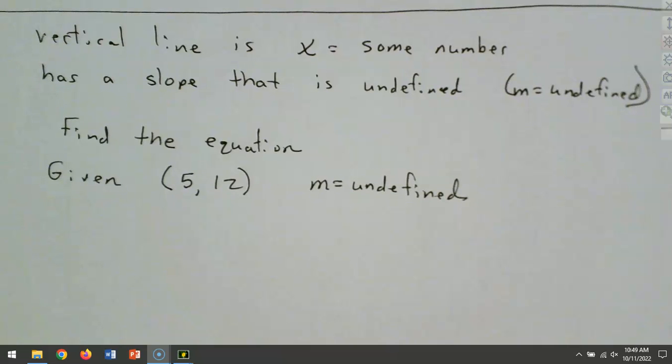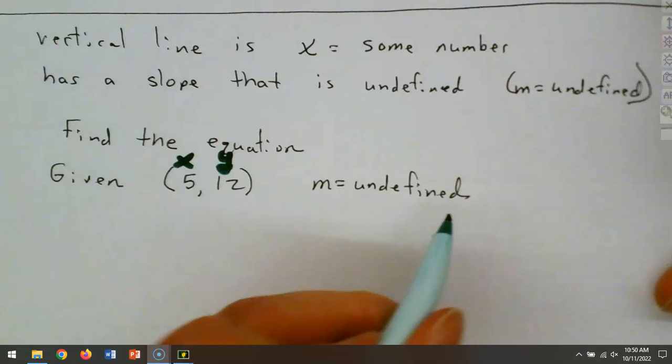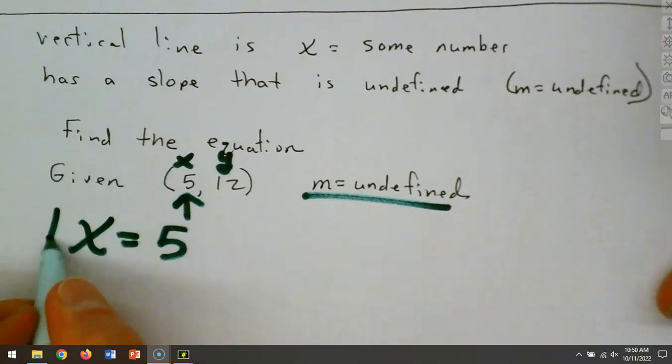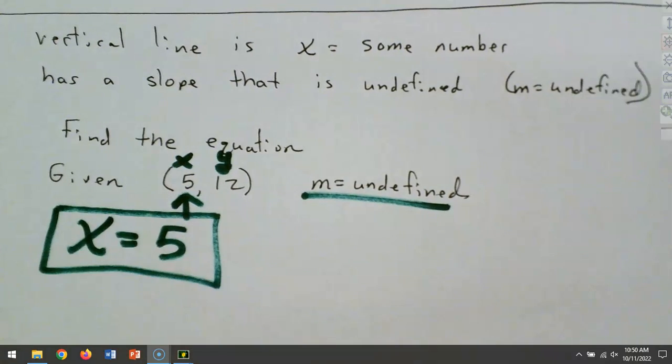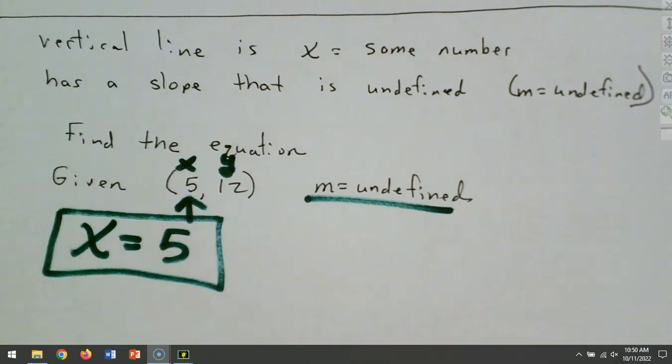So we need to remember our definition. Our definition says if our slope is undefined, that means it's an x line. So what is the x component of your ordered pair? Remember, this is your x, and this is your y value. So this is undefined, so it's going to be an x line. And what's your x component? 5. So what would your answer be? Simply, x equals 5. Undefined, vertical line, x line. So in this case, x equals 5.